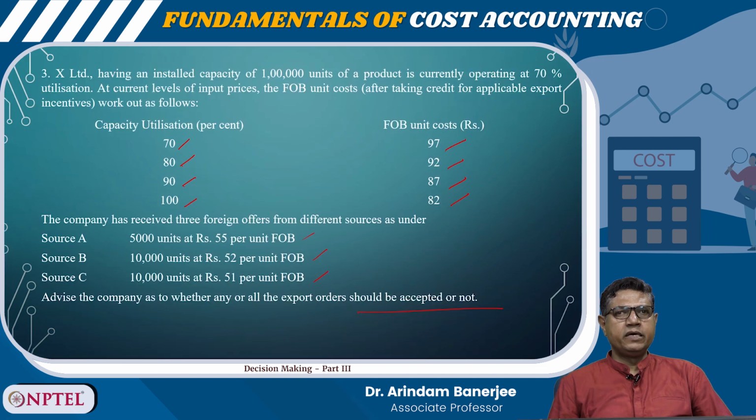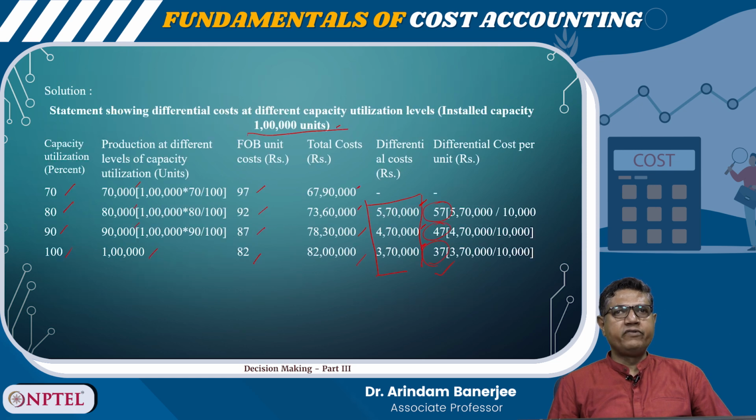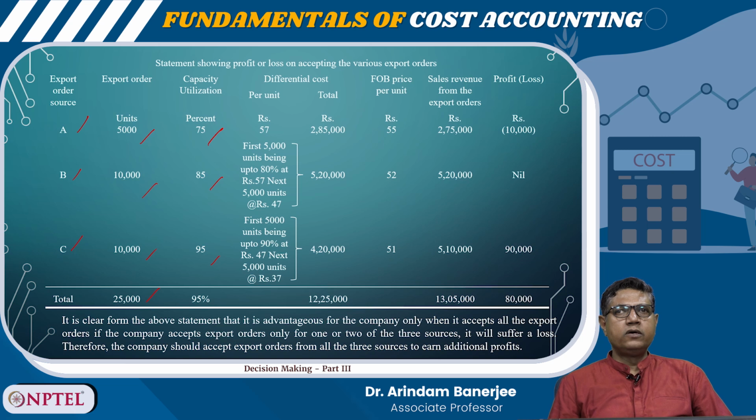So, here you see whether any or all export orders should be accepted or not. This is my question. Source A is 5,000 units at 55, source B 10,000 units at 52 and source C 10,000 units at 51, right. So, I can do it like this, right.